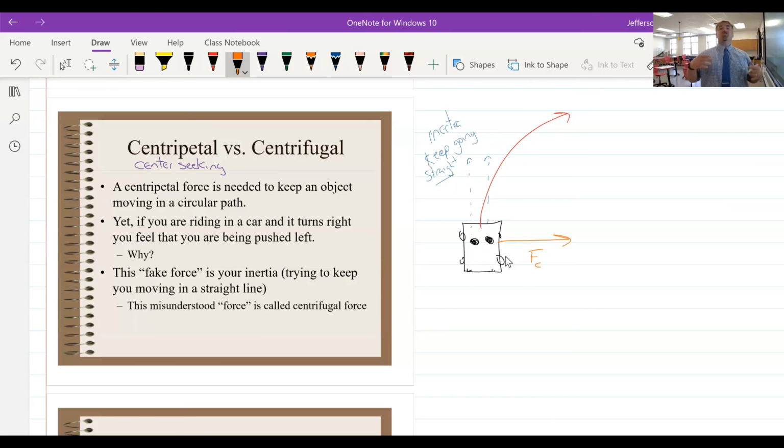And so that's what the centrifugal force is. It's actually a fake force. So centrifugal means fake. We'll discuss this more tomorrow as well.